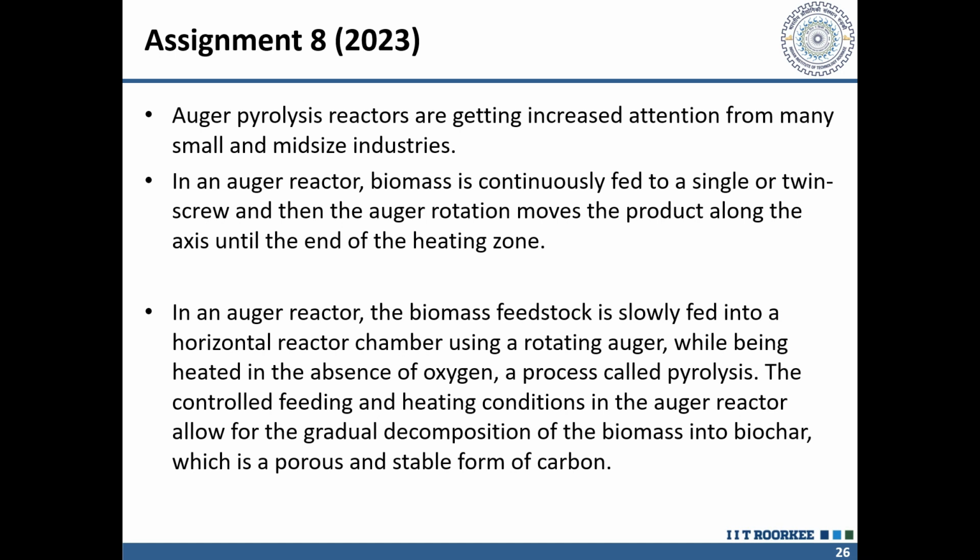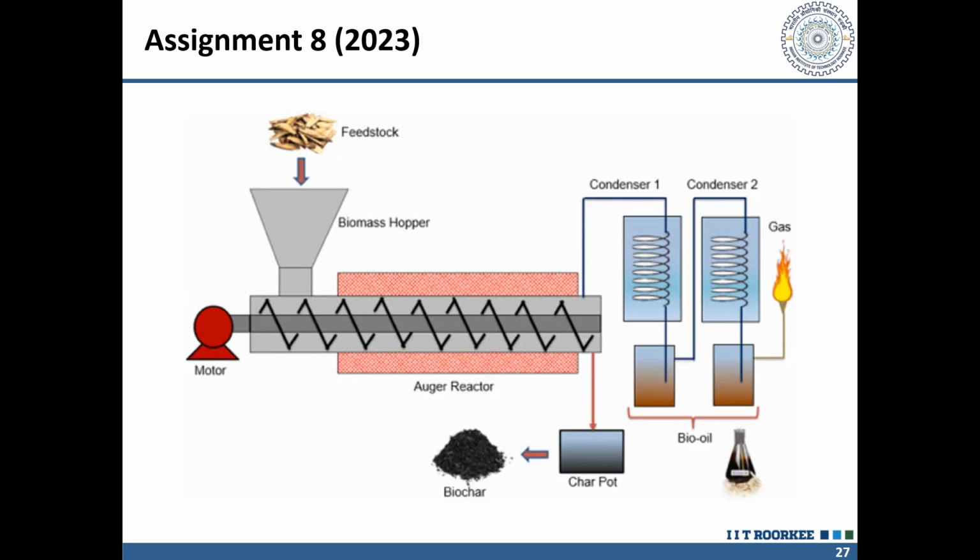Auger pyrolysis reactors are getting increased attention from small and mid-scale industries. In an auger reactor, biomass is continuously fed to a single or twin screw, and then the auger rotation moves the product along the axis of the heating zone. This is a particular diagram of an auger reactor.